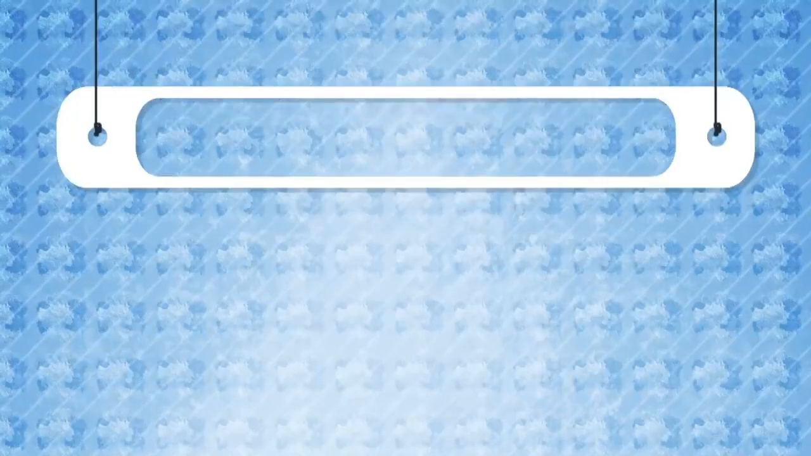CO2 is fixed to RuBP with the help of an enzyme called ribulose 1,5-bisphosphate carboxylase oxygenase, which we generally shorten to Rubisco.